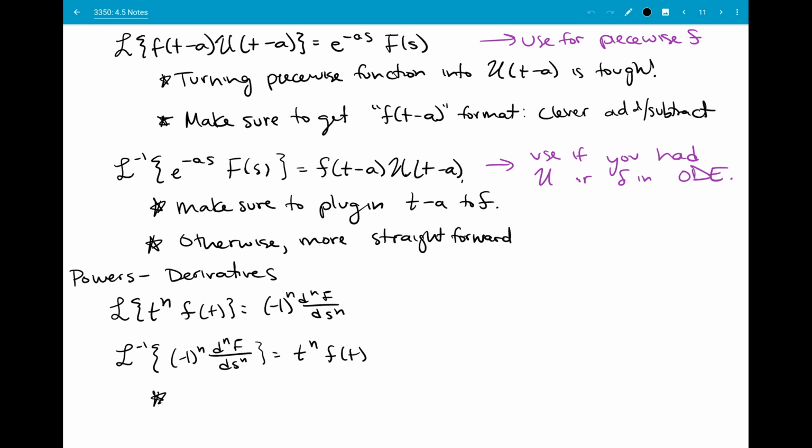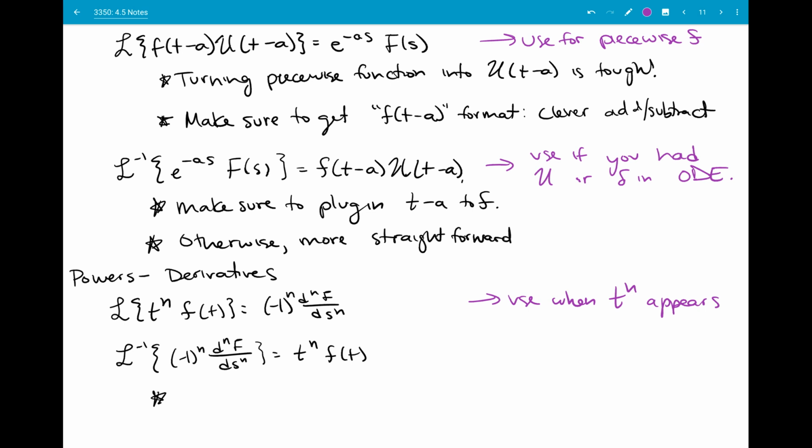All right, so we had just finished talking about the translation properties. After that, we had gone on to do powers and derivatives. So this property, L of t to the n f of t equals minus 1 to the nth derivative of F with respect to s, that one you just use when t to the n appears in your ODE. It's one of those really straightforward ones.